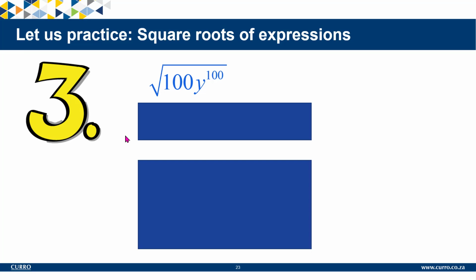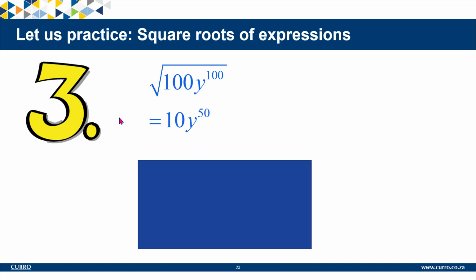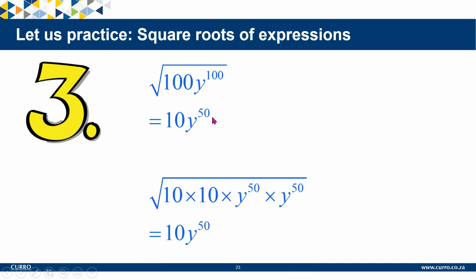Right, first think of the answer. If you say the answer is 10y to the power of 10, you are wrong. Why? Because the square root of 100 is 10. But the square root of y to the power of 100 is y to the power of 50. Let me prove that. 100 is 10 times 10, so we take one side. Y to the power of 100 is y to the power of 50 times y to the power of 50. So we take the y to the power of 50.